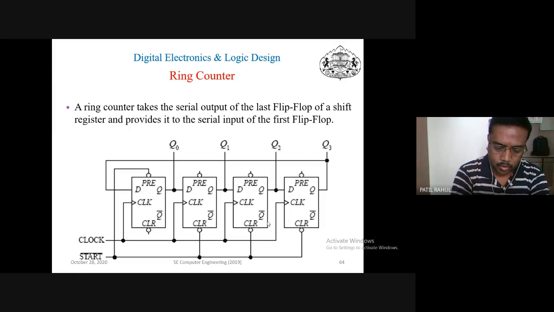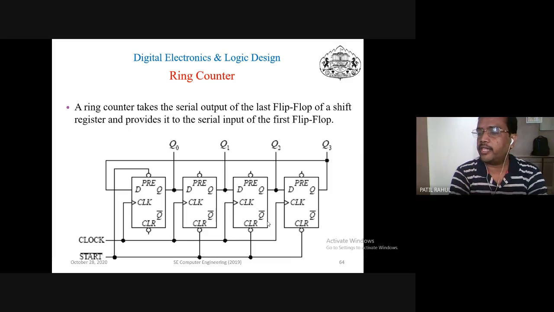So these are the two points related to the ring counter. The first point is that the ring counter is the application of shift register. And the second point is that you connect the output of the last flip-flop to the input of the first flip-flop, then it forms the ring counter. So these are the points related to the ring counter.